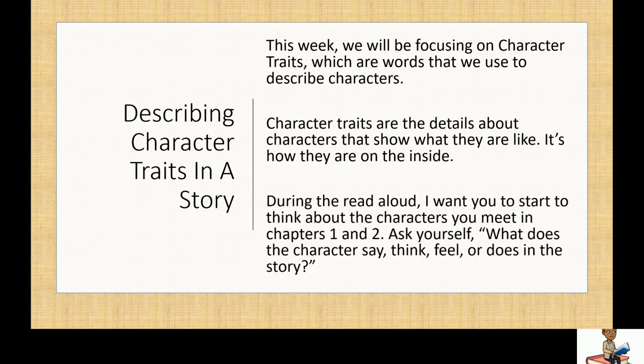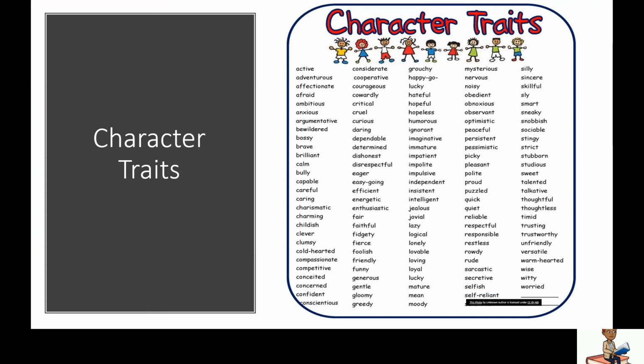So during the read aloud, I want you to start to think about the characters you meet in chapters 1 and 2. Then I want you to ask yourself, what does the character say, think, feel, or do in the story? Here is a cute little anchor chart with all different types of character traits. Now this anchor chart will be posted in the classroom as well as in your class notebook. You definitely do not have to memorize all of these character traits, but it is a reference you can use when you are trying to decide what character trait your character has.